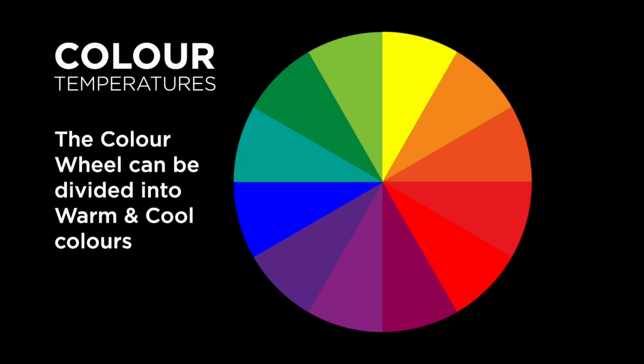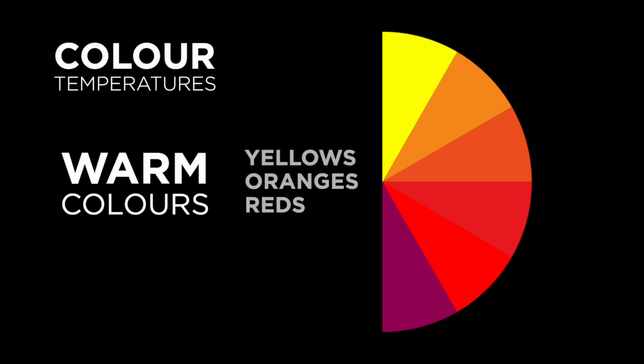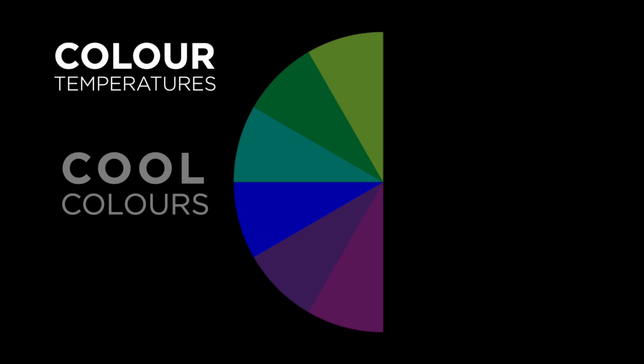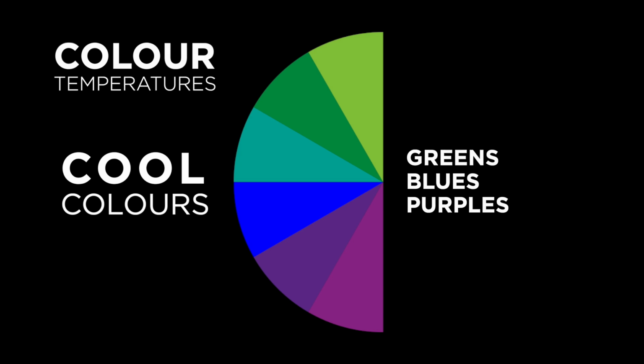Colour temperatures. The colour wheel can be divided into warm and cool colours. Warm colours: yellows, oranges and reds, and cool colours: greens, purples and blues.